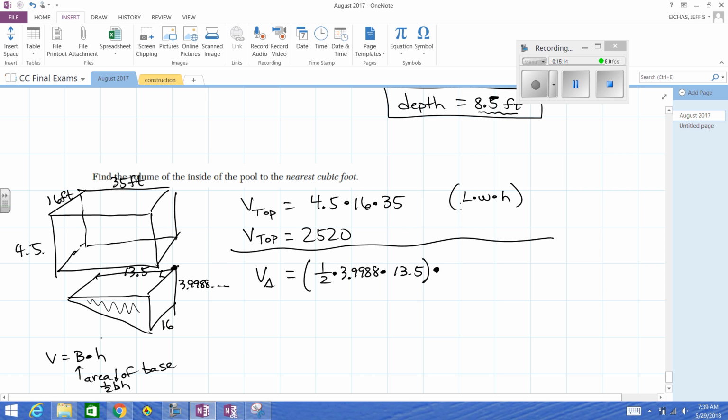Now the height of the whole, the width of it basically, what's consistent all the way through is the 16, and we call that the height of the prism. A little strange. But that number comes out about that. All right, now it gets more reasonable.